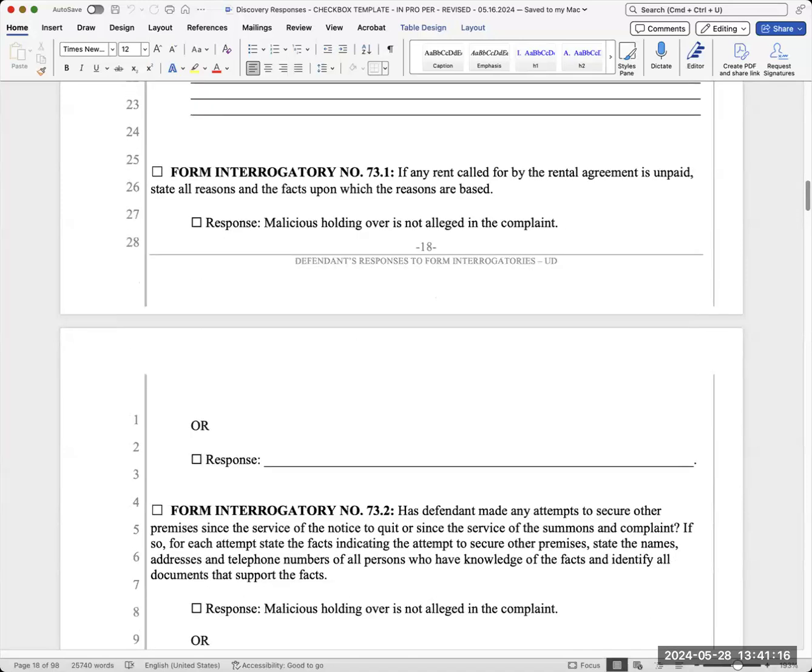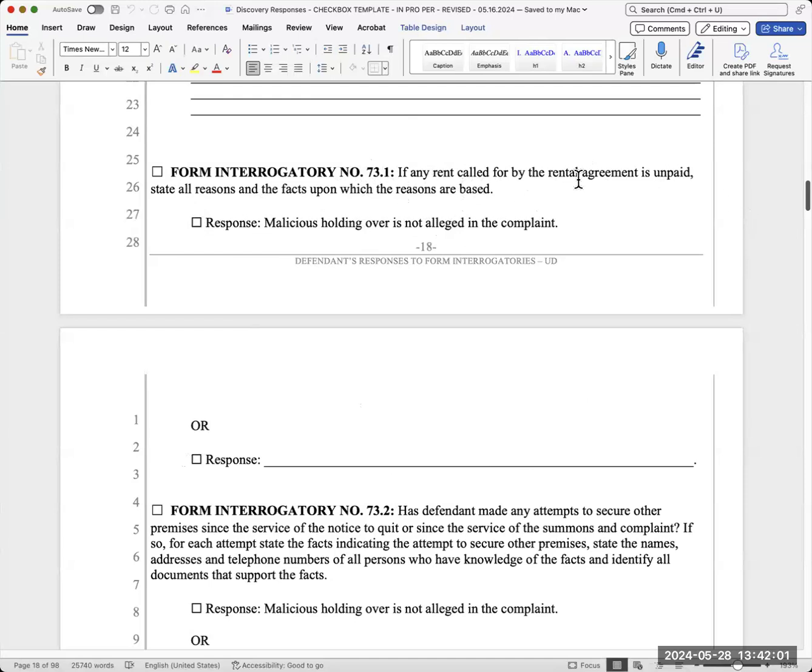73.1. If any rent... this next section, 73, is about malicious holding over, and it's not often alleged in the complaint. Okay, and so you should check to make sure it's not alleged, but most of the time it's not. And if it's not alleged, then all the responses to the ones that begin with 73, you should consider the response: malicious holding over is not alleged in the complaint, because that's the actual response, because these questions are about malicious holding over. But if it's not alleged, then just check: malicious holding over is not alleged in the complaint. If it is, check here and write out your explanation.